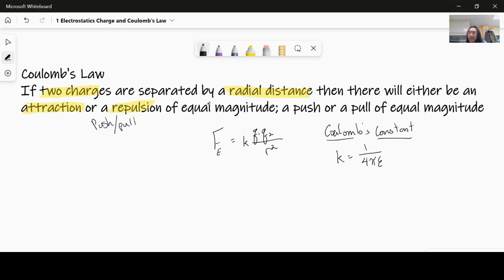That fancy looking E is epsilon naught. Okay, we'll go over what epsilon naught means in the latter part of this unit. Right now, it doesn't really mean much to us, but it will pop up later. And this is going to be equal to 9 times 10 to the 9th, or sometimes you might see me write it as 9e9. And the units, I have the units on my formula sheet, so I'll show you that in a little bit. Okay, so that is your very first formula.